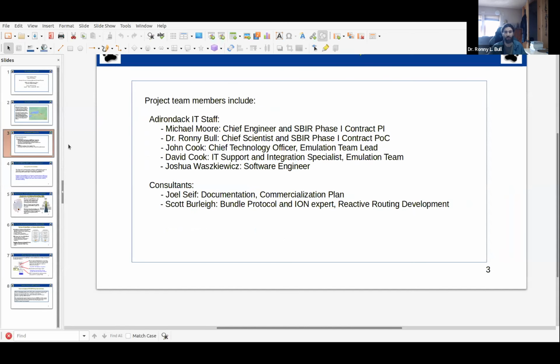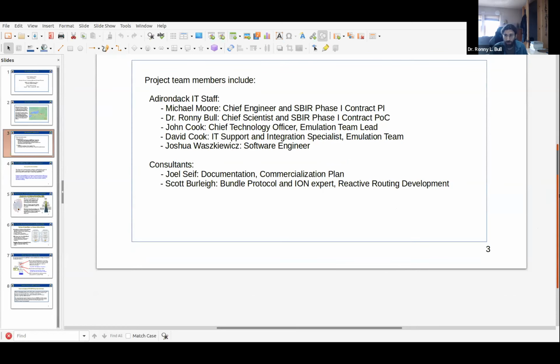So for this team, we put together a pretty solid team of engineers, networking and emulation experts, as well as a few consultants. Scott Burley is on there as ION expert and for reactive routing development. We have Joel Seif, who's also working with us as a consultant for documentation and commercialization plan. Mike Moore, who you're going to hear from next, is the chief engineer and the primary investigator on the project for NASA. I'm the point of contact. And then we have John, David, and Joshua, who are working hard on our emulation platform and integration. Okay, Mike, if you want to take it from here.